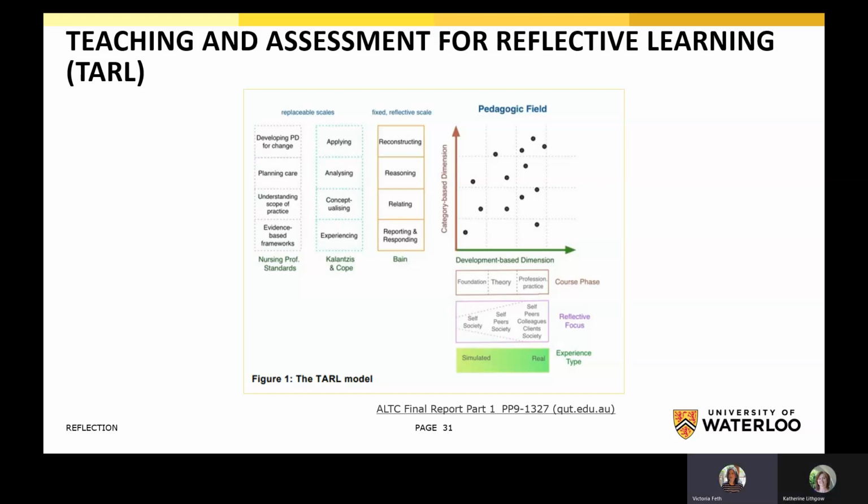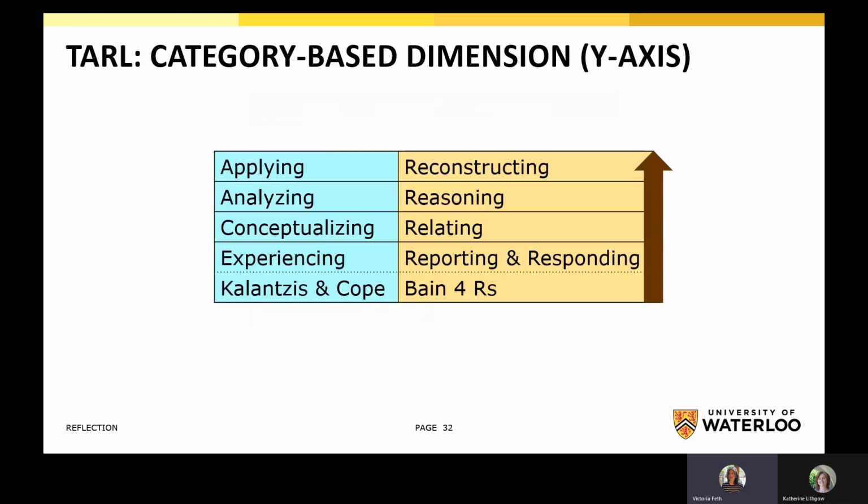Thanks, Catherine, and thanks for taking us through the TARL model. It certainly is a little bit to take in at first, but really helpful when broken down and being able to see it from the situation that you have in your own course and program.